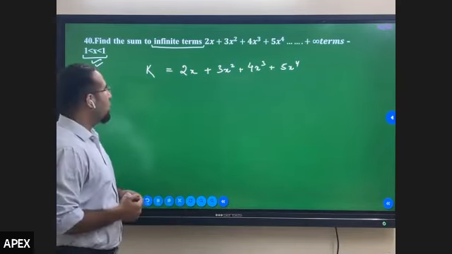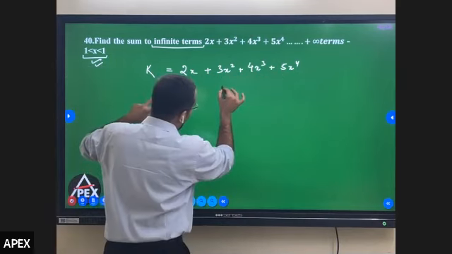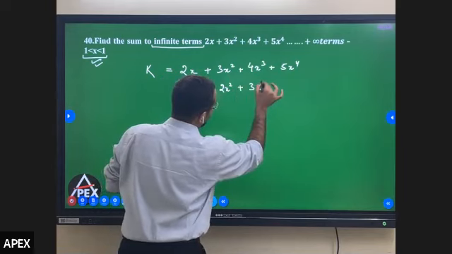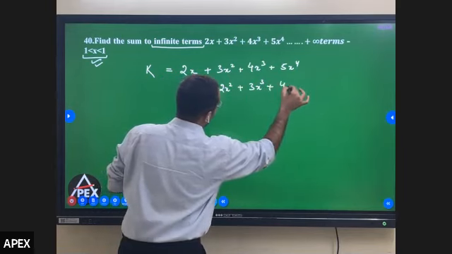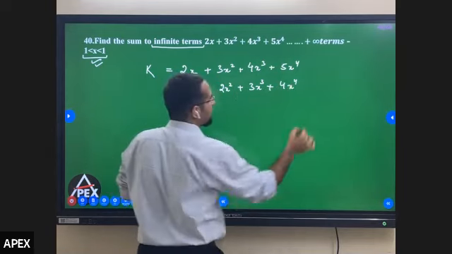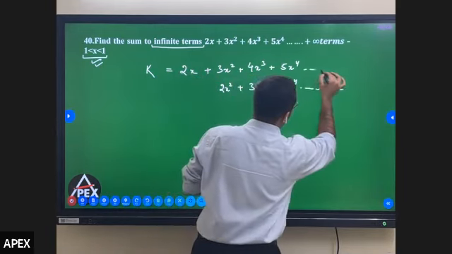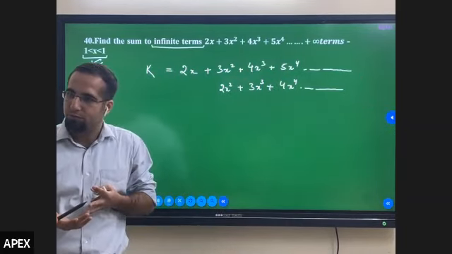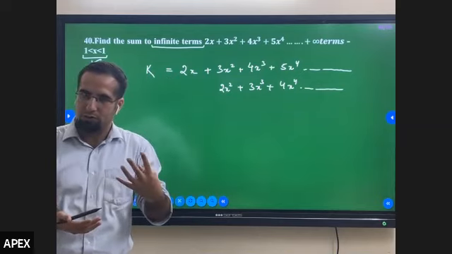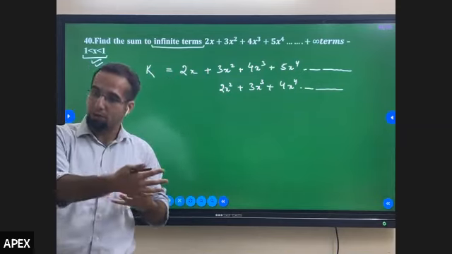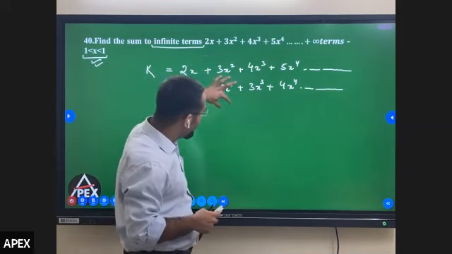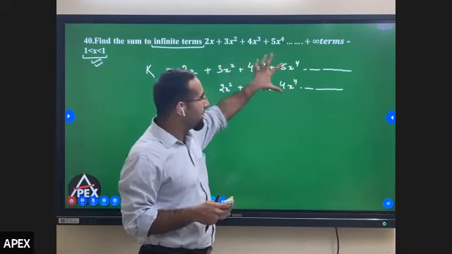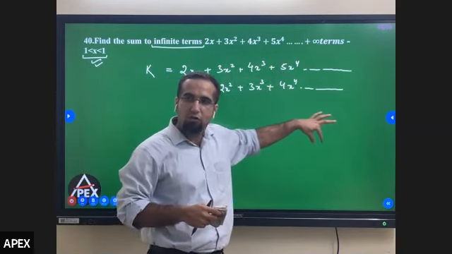Now understand, if I write a 2x square here, a 3x cube here, and a 4x to the power 4 here, and so on, can I say I am eliminating the arithmetic progression part? Because if I subtract these two, I'll get x square. If I subtract these two, I'll get x cube. If I subtract these two, I'll get x to the power 4, and so on.